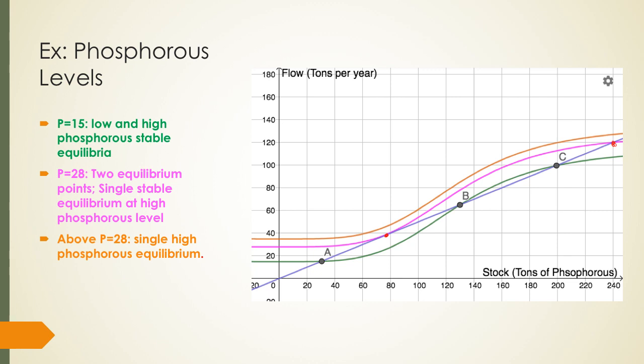Then, for parameter values above 28, there will only be one equilibrium point. This will be a stable equilibrium at the high phosphorus level. This means that even if the lake was in a stable equilibrium level at the low phosphorus level, if pollution levels rise above 28 tons per year, the lake will be forced into the high phosphorus equilibrium. Thus, we found a tipping point for the low phosphorus equilibrium at P equals 28 tons per year of pollution.